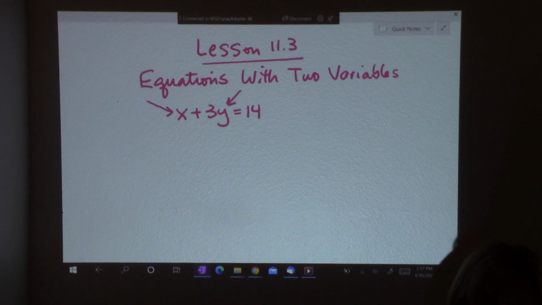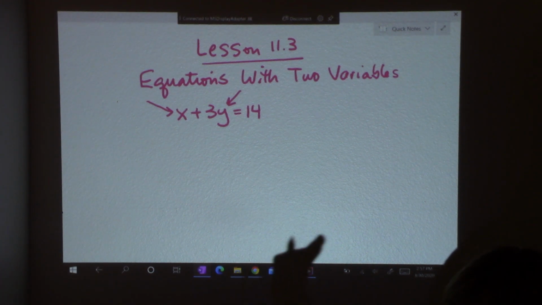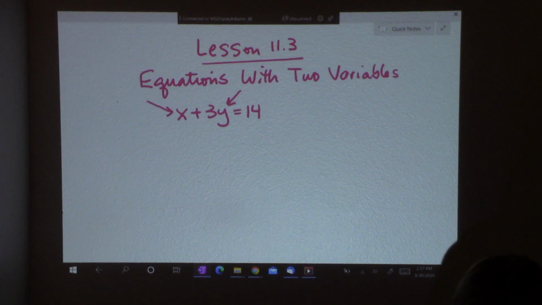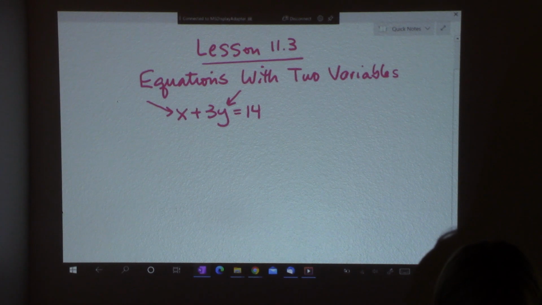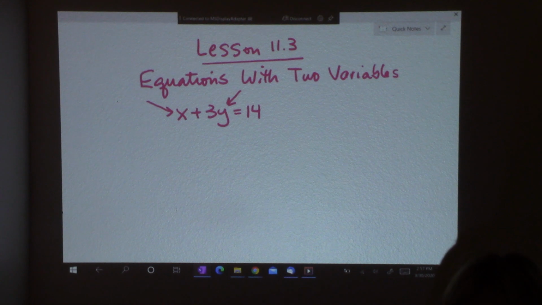Now usually when we have an x and a y, we are going to be solving an equation of a line and talking about points on a line. And so that's what this is all about. Okay, it has to do with graphing and points on a line. But we won't see that until 11.4. So the skills that we're learning right now in 11.3 will help us to be successful in 11.4. So here's number 1.